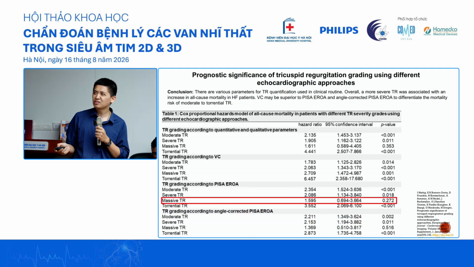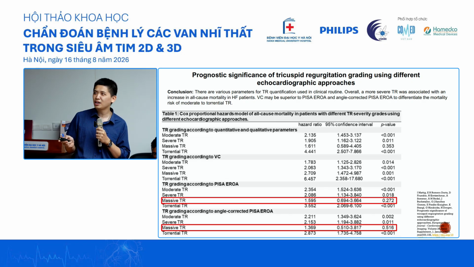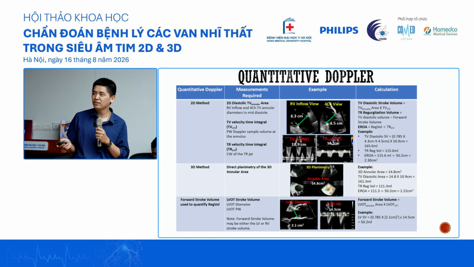So some research points out that PISA could be a bit less reliable than VC sometimes. I would say not all the time, but sometimes, because of how difficult it is to get the hemisphere. For the quantitative Doppler, same as the mitral valve, we will calculate the forward stroke volume through the LVOT, and then we could assume a shape of an ellipse through the inflow of the right ventricle in the four-chamber view, and then we calculate the area of the TV annulus, and from there we calculate the error and the regurgitation volume.